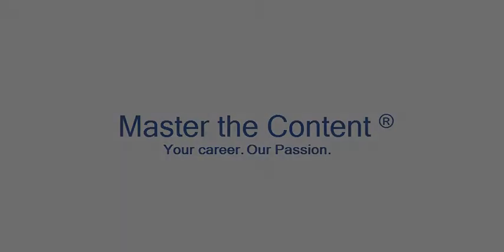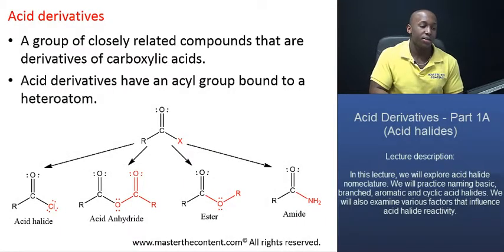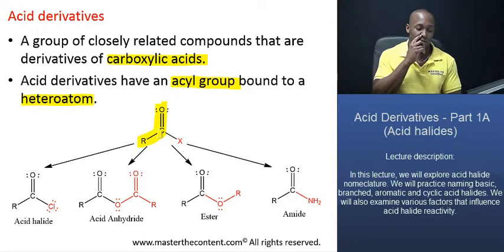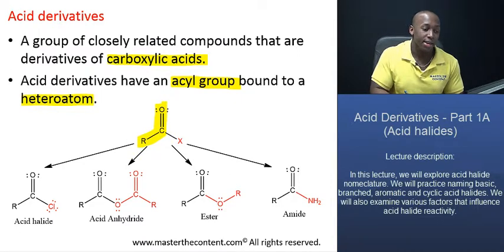Your career, our passion. The first thing we are going to talk about is basically acid derivatives in general. Now, they are a group of closely related compounds that are derivatives of carboxylic acids. Acid derivatives have an acyl group bound to a heteroatom. Now, this right here is the acyl group that I'm highlighting, okay? The acyl group right there will be the carbonyl bound to that alkyl chain, and the heteroatom that we're talking about would be the X, which can be represented by chloride, chlorine.